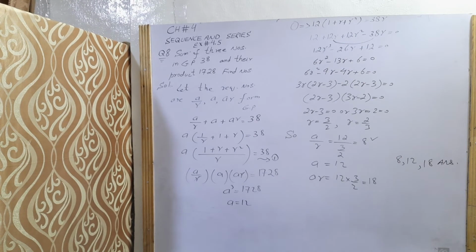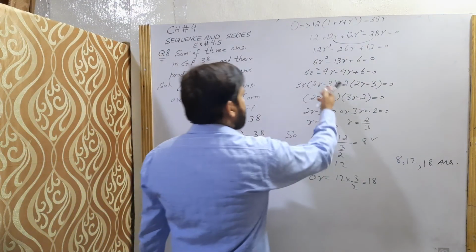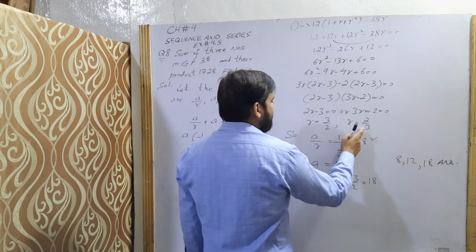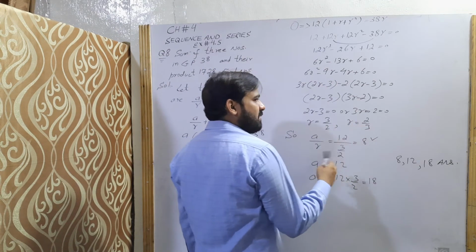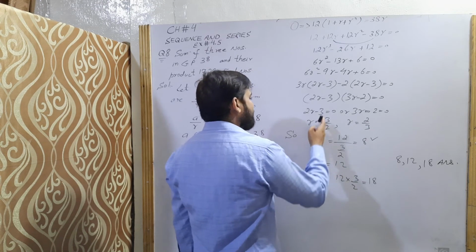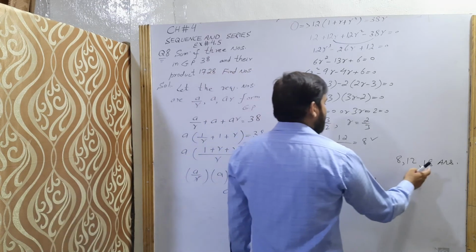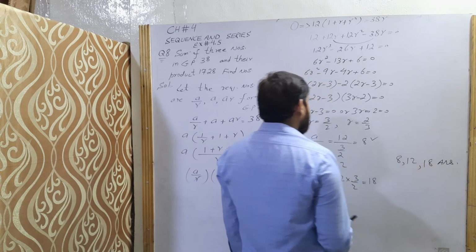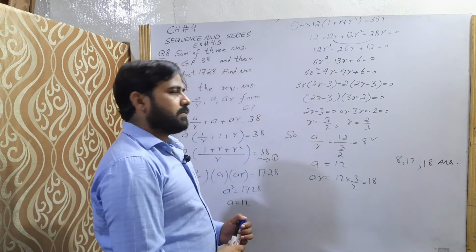So dear students, after simplification and factorization, we get the values of R, which are 3/2 and 2/3. There are two cases, but the answers are the same. If we use 3/2, the answer is 8, 12, 18. If we use 2/3, the answer is 18, 12 and 8. So both options are available.